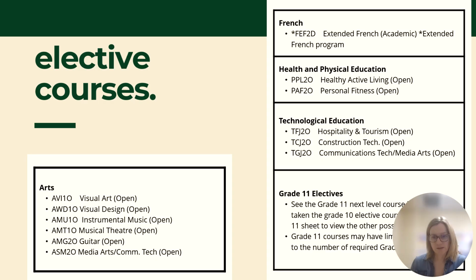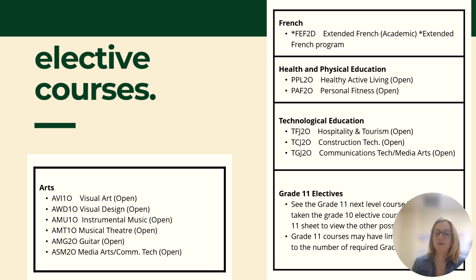Tech, we've already talked a little bit about, but at the school, we have hospitality and tourism, we have construction tech, and we have communications technology, which again, that can be either coded as an arts credit or a tech credit, depending on what your student needs and what they're working on. In addition, I just want to remind you as well that that visual design course can also be coded as a tech credit.